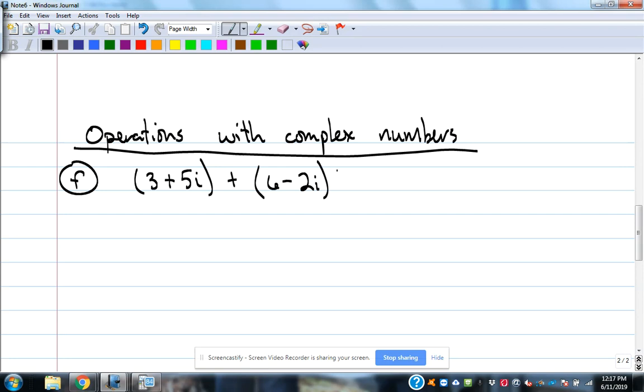If you were going to do that by hand, it is exactly like you would do a polynomial. You put the like terms together. 3 plus 6 is 9, and then positive 5 plus negative 2 is 3. And it's 9 plus 3i. What I want to show you is your graphing calculator can do that as well.